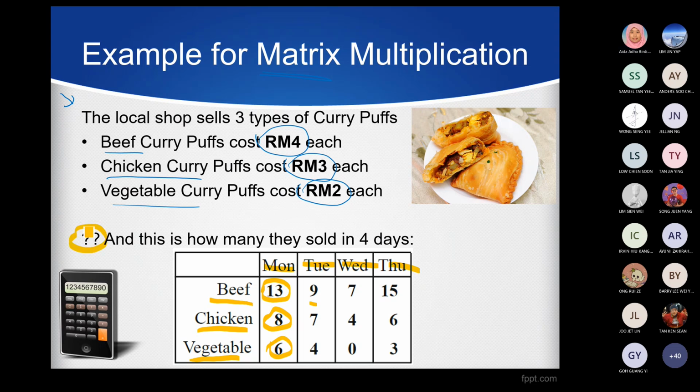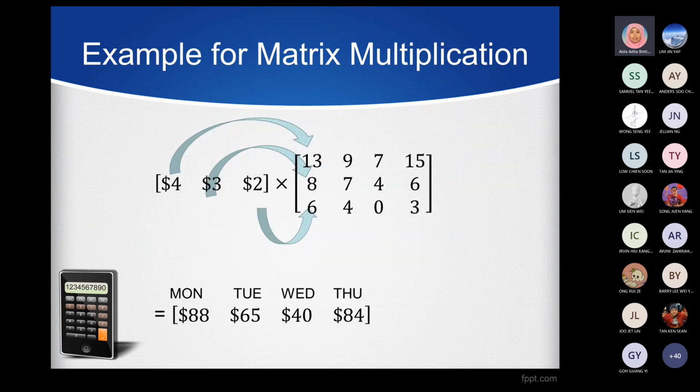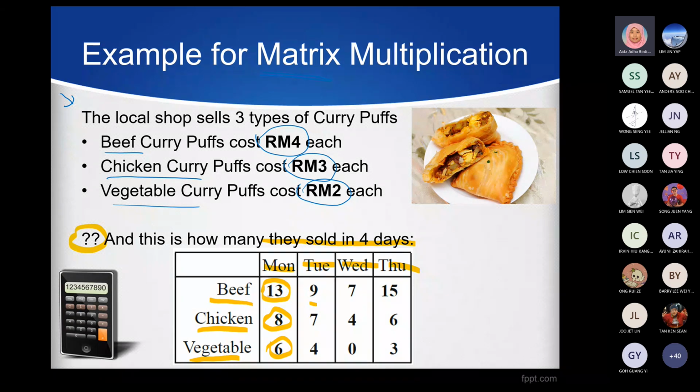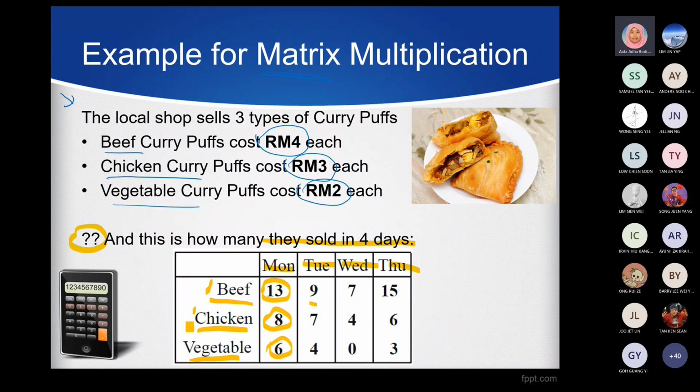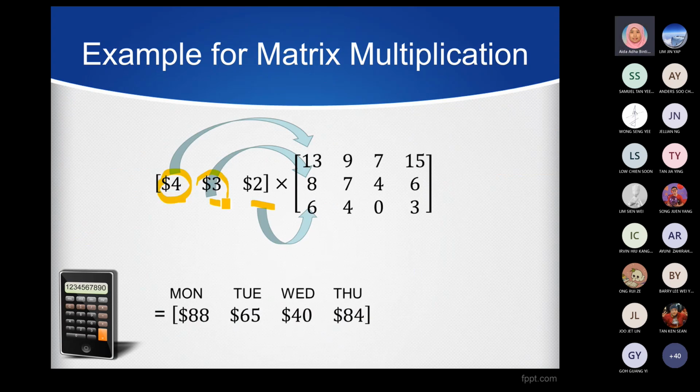By the way, what does the question want? The question asks how many they sold in 4 days, which means we want the cost, how much money this local shop gets for Monday, Tuesday, Wednesday, and Thursday. So for the first thing, we put it in matrices first. We know the cost for beef, chicken, vegetable, this is the cost per piece.